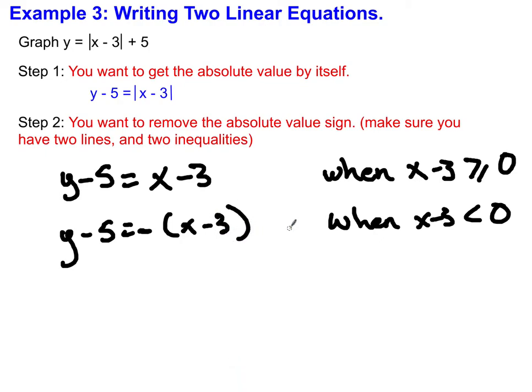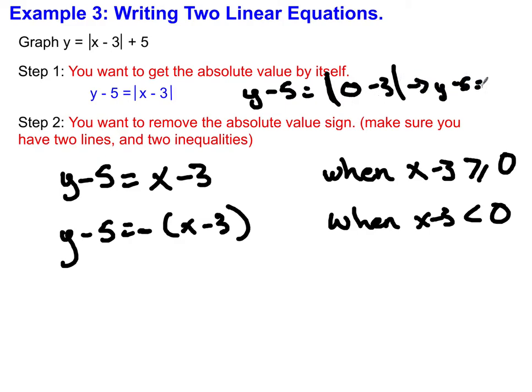X minus 3, there we go. This is going to be the opposite. Let's look at an example of that up here. Let's plug in when x is equal to 0, for example. 0 minus 3, we're going to get a negative number here.